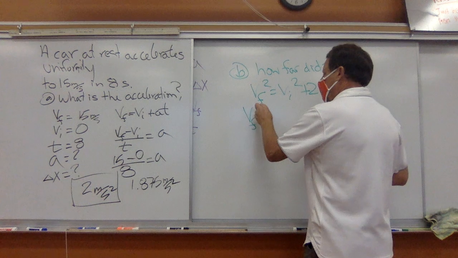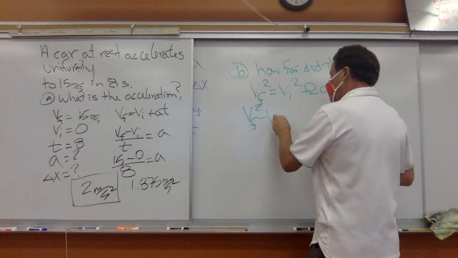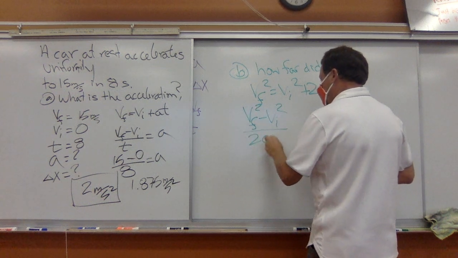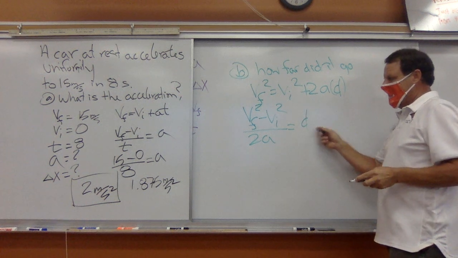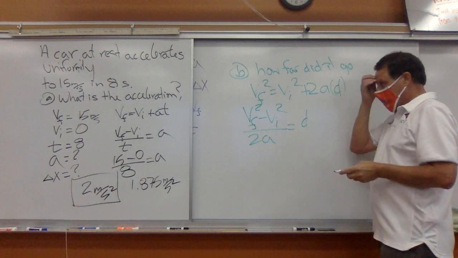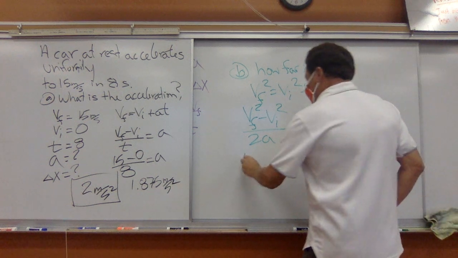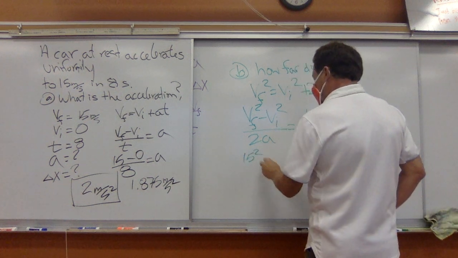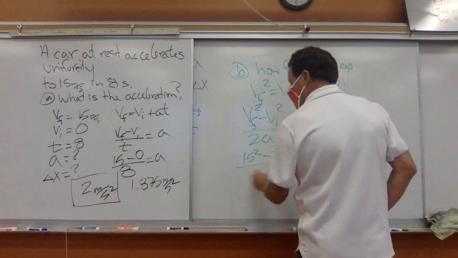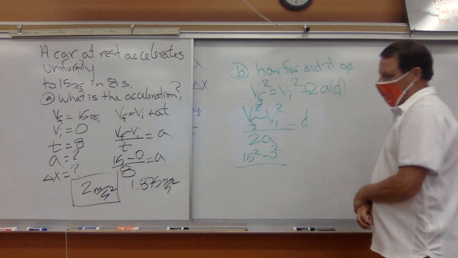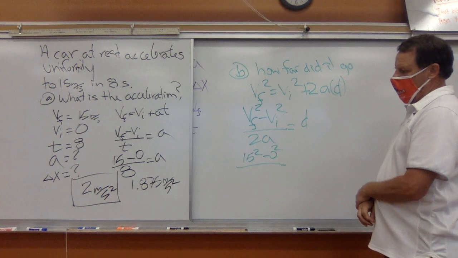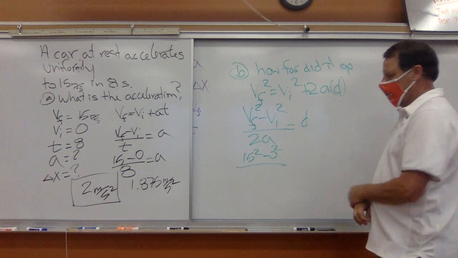So now we can change this around and say v final squared minus v initial squared, divided by 2a, is equal to our distance or our delta x. Now I've manipulated that around. So now we can say 15 squared minus 0 squared divided by 3.75.